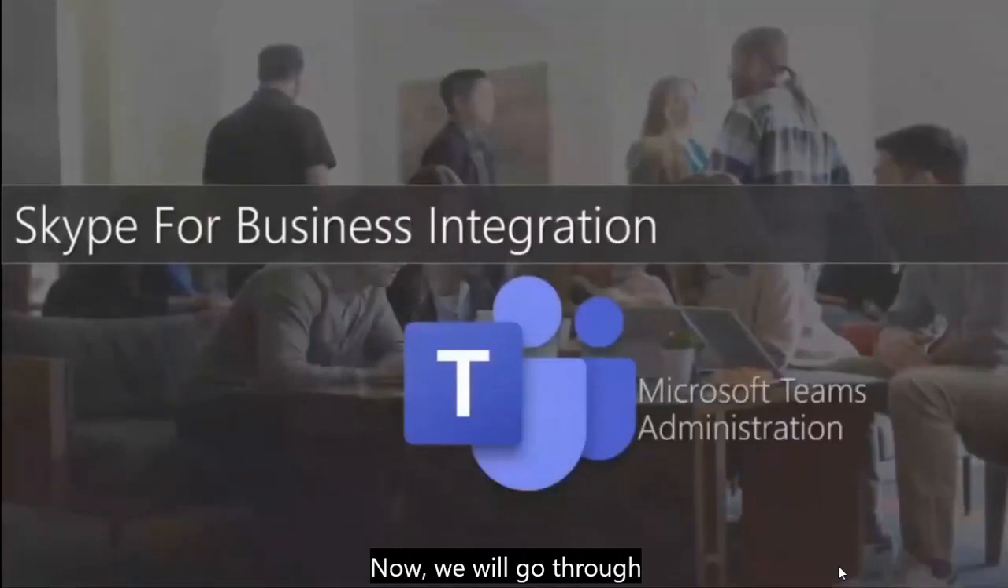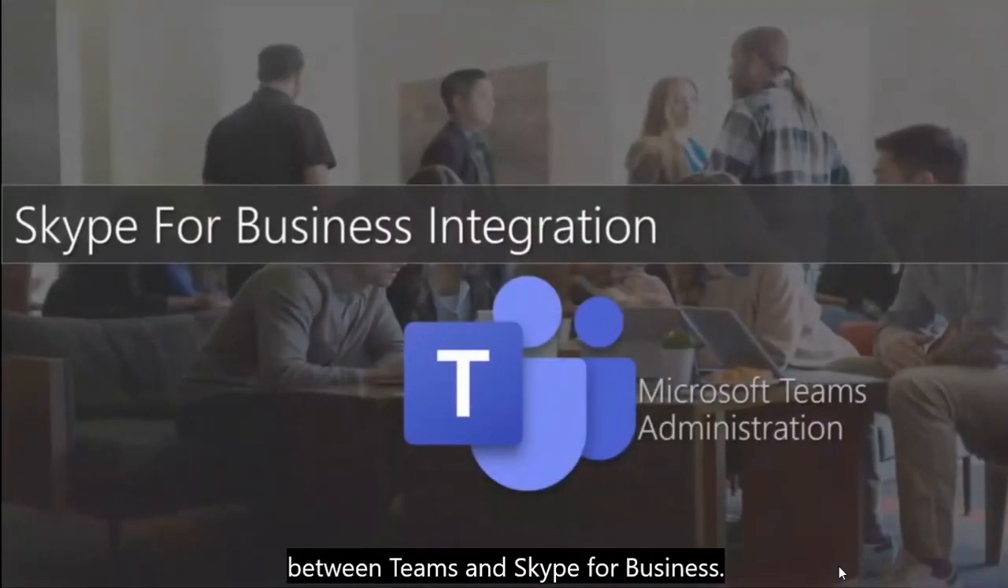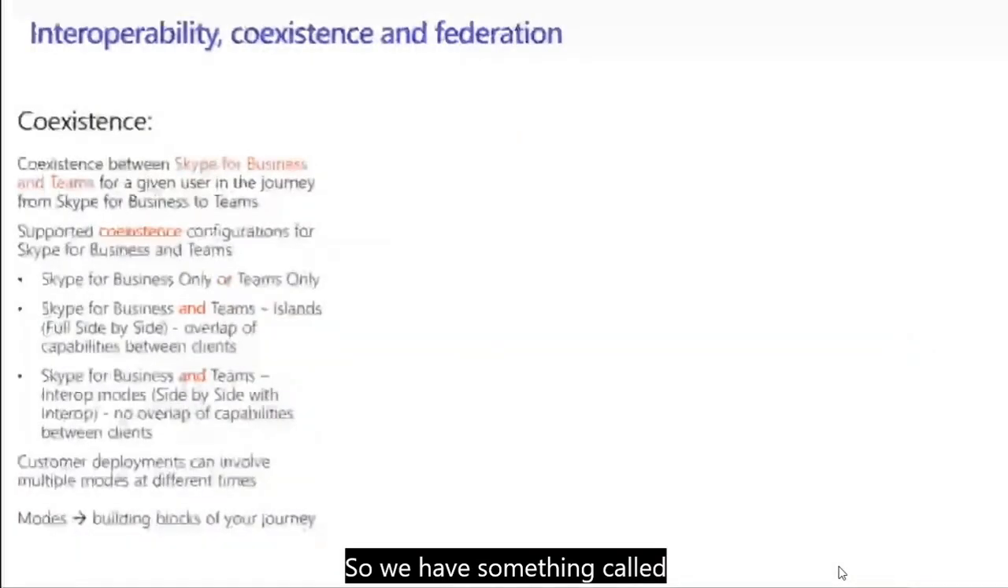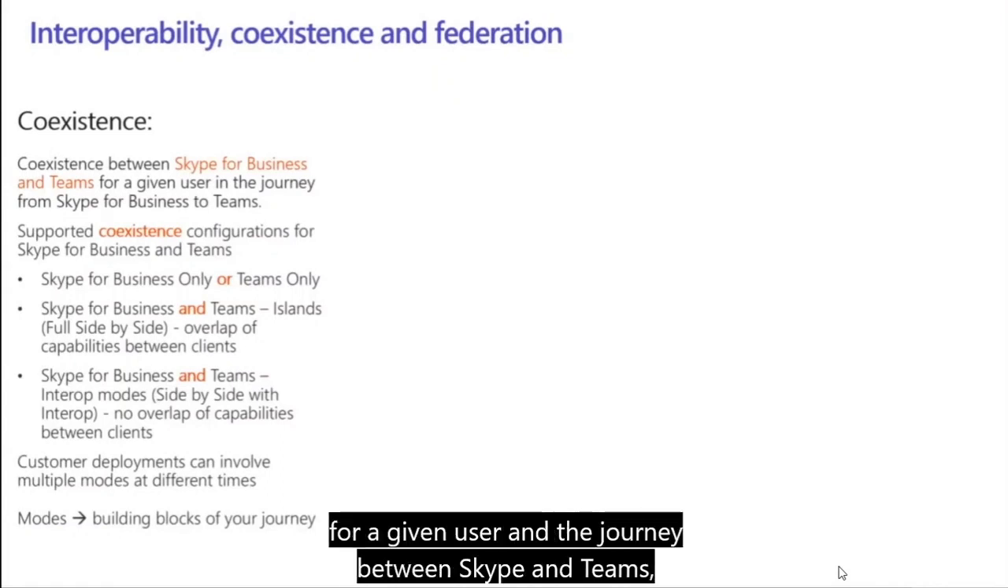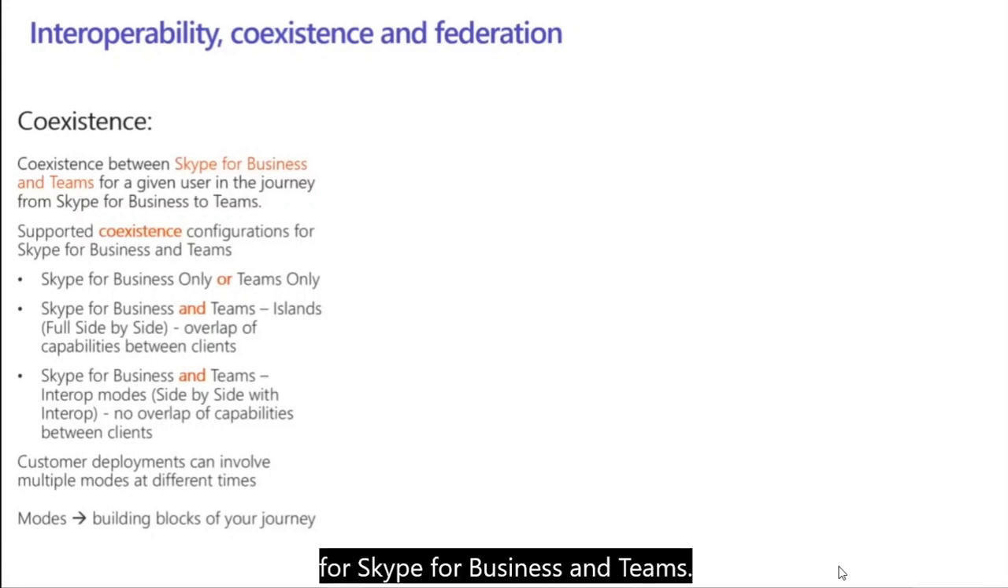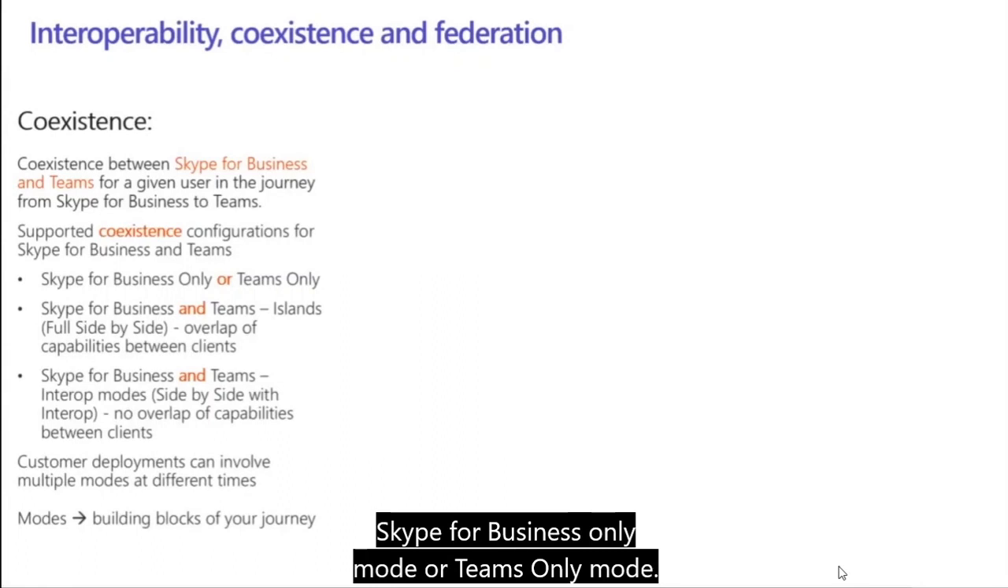Now we will go through the integration between Teams and Skype for Business. We have something called interoperability, coexistence, and federation. Coexistence between Skype for Business and Teams is for a given user in the journey between Skype and Teams. We support coexistence configuration for Skype for Business and Teams. We have different modes, Skype for Business only mode or Teams only mode.